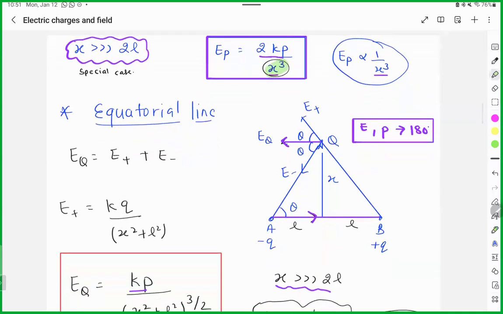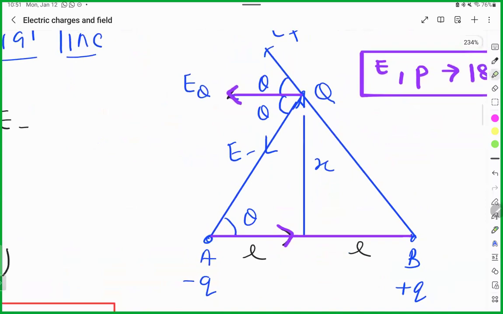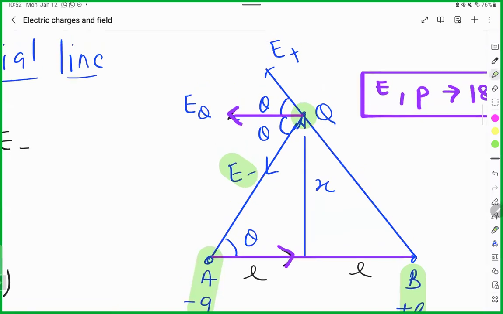Got it? Second, the equatorial line. Same concept, focus on the diagram. Here you have at A point a minus charge and at B a plus charge. In this situation, what will happen? At Q point, you have a test charge. Now, the negative charge A will attract it, so the E negative direction will be this. B will repel the test charge because both are positive charges. This is repulsion.